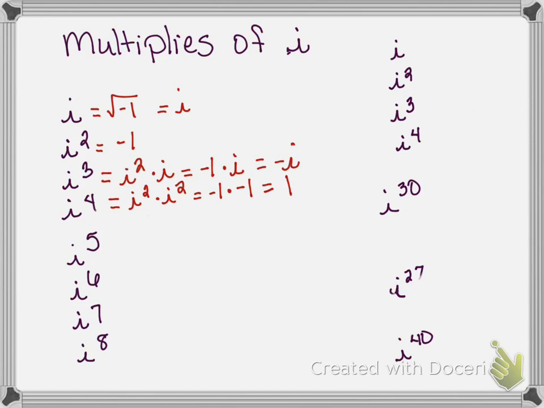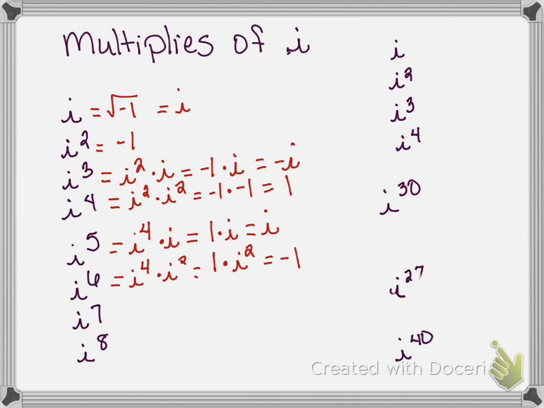Okay? Now, is i to the fifth the same thing as i to the fourth times i? Yes. So then I have 1 times i, or just i. Is i to the sixth the same thing as i to the fourth times i squared? So that is 1 times i squared. Is i to the 7th the same thing as i to the 4th times i to the 3rd? So that simplifies to negative i.